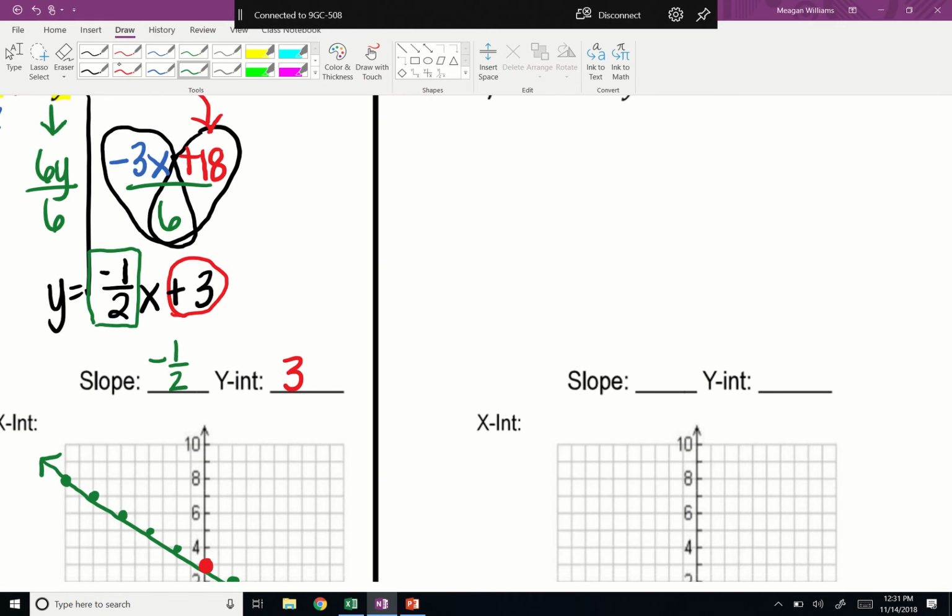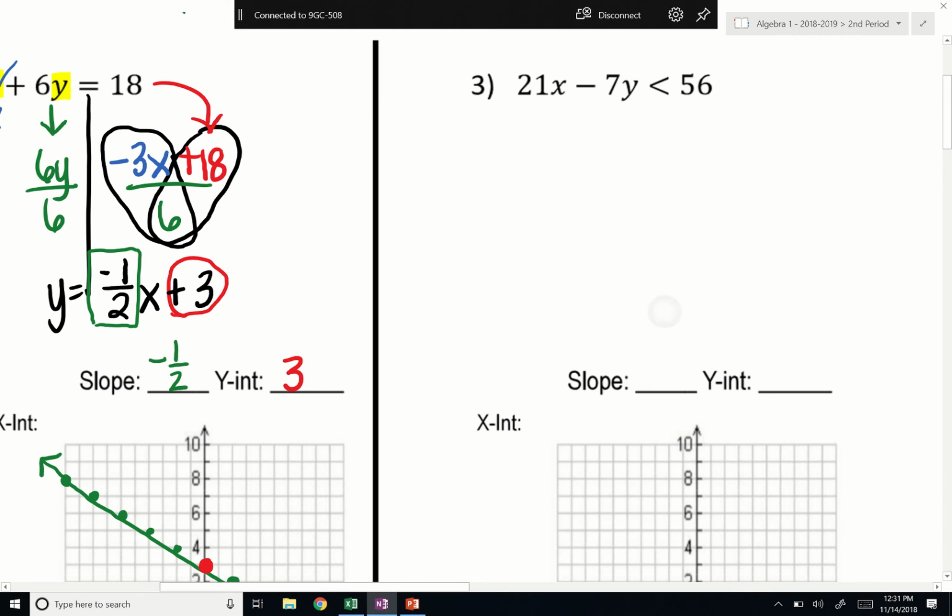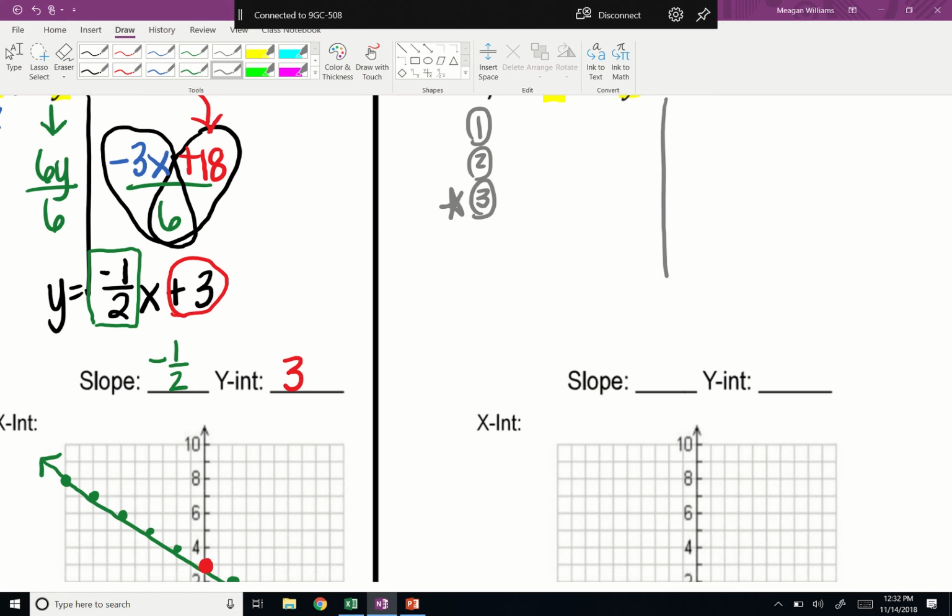Okay, so it's still in standard form, right? We've got x and y on the same side. So we're still going to draw a line from our inequality sign, and we're still going to say 1, 2, 3. The only thing is, by 3, I'd really like for y'all to put a star, just so you remember to check if you divided by a negative.